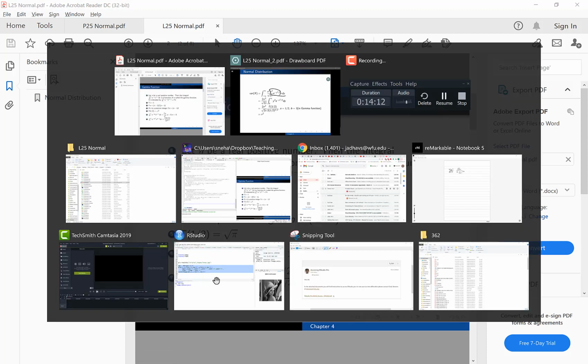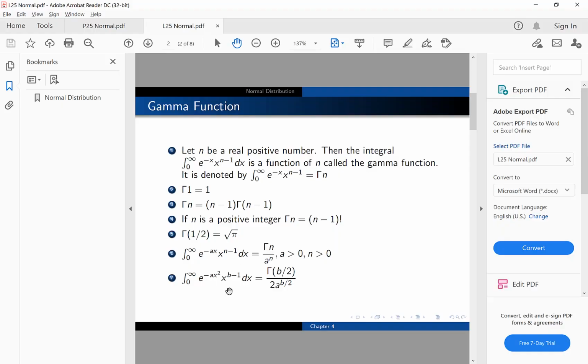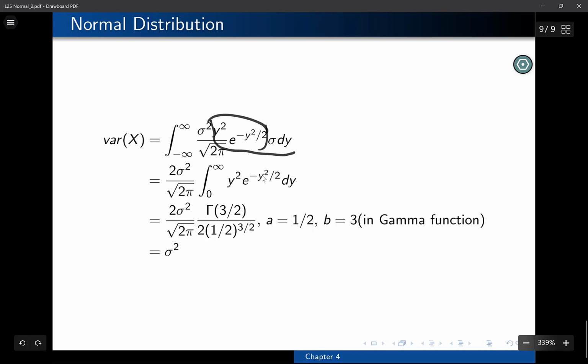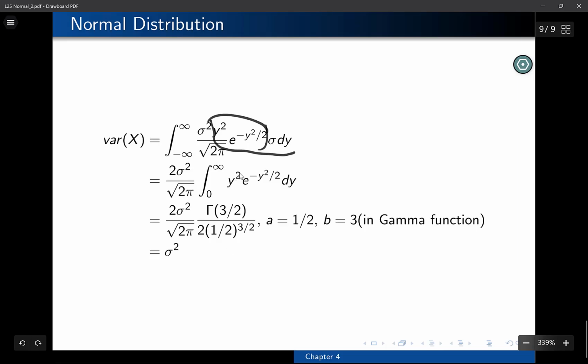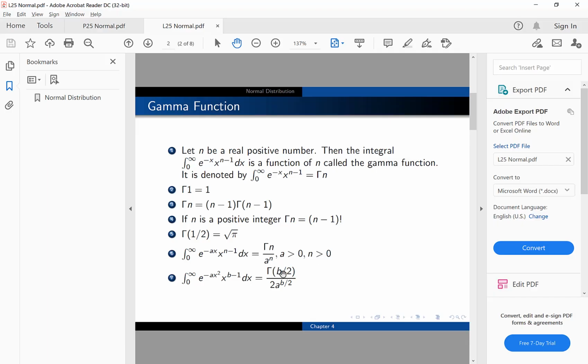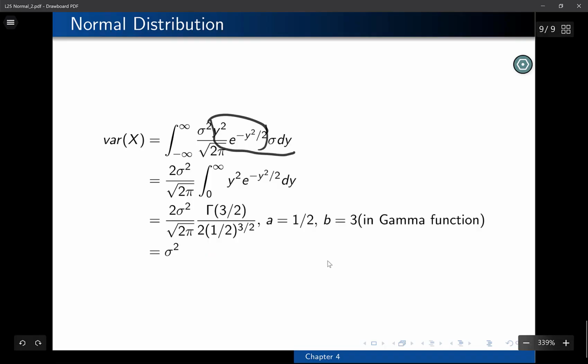So let's compare this term with this term, right? So e raised to minus a times x square. Here y square is multiplied by half, so a is equal to half, and x raised to b minus 1, so y raised to 2, so 2 can be written as 3 minus 1, right? So b is equal to 3. So therefore this is gamma 3 by 2 times a raised to 3 by 2, right? a is half and b is 3. So this is what we get.